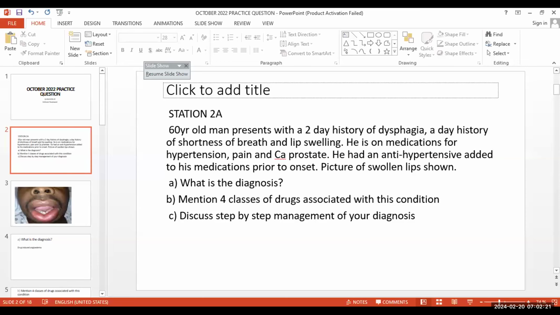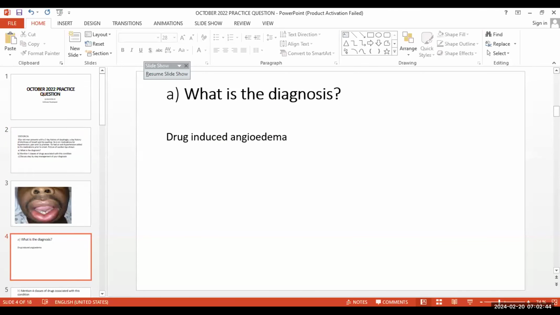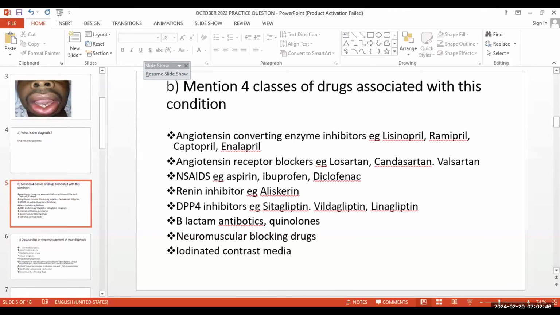So I'm thinking that what must have caused this may be an ACE inhibitor, since it's the most likely drug being used in antihypertensive medications. And also a history of swollen lips. That's also how angioedema used to present. So mention 4 classes of drugs associated with this condition.